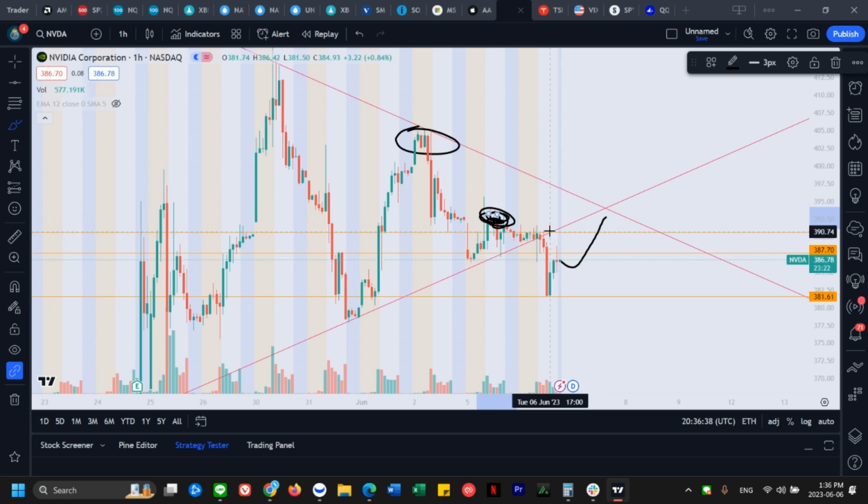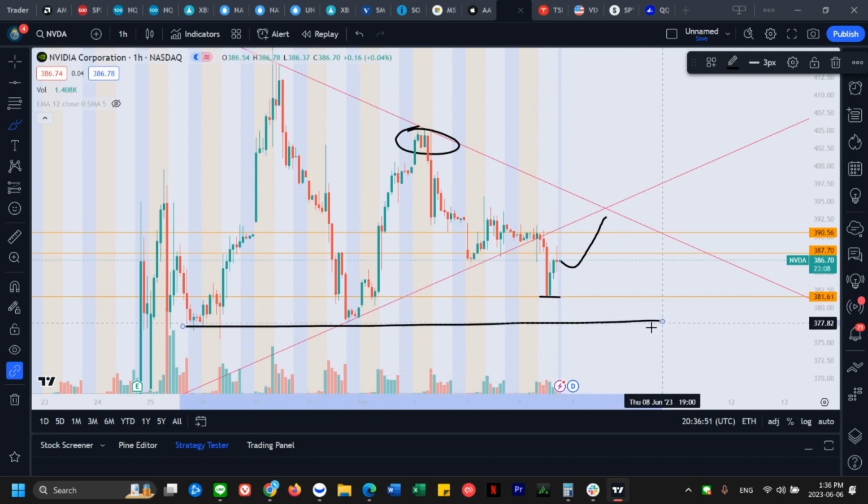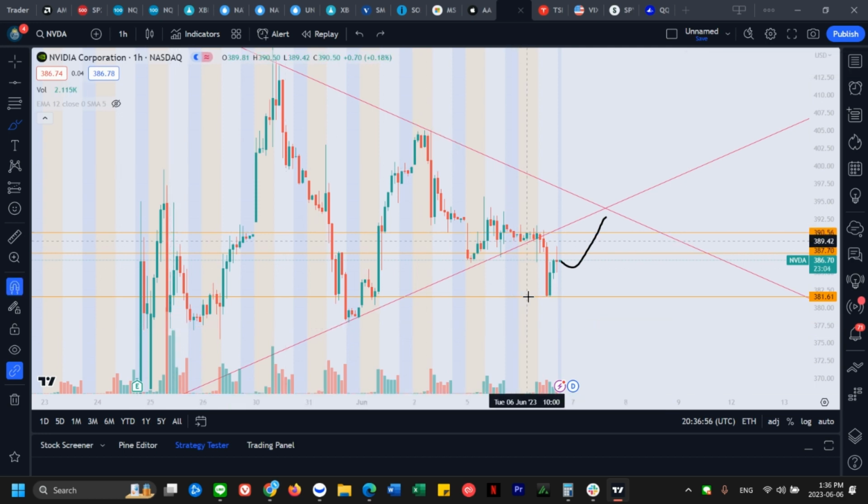So tomorrow, this is the level I'm looking at, 390 for the bulls to reach and then break. And for the bears, I want to see us obviously break today's double bottom low and then test this 377, 376 level.